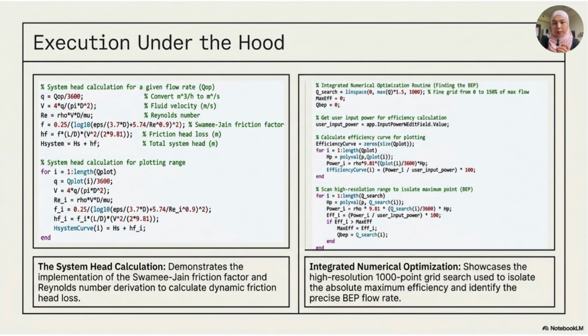And in the bottom snippet, you can see our integrated numerical optimization routine. It generates a fine grid using linspace up to 150% of maximum flow and loops through those 1000 points, calculates the efficiency at each step, and uses a standard tracking conditional to log the maximum efficiency and isolate the precise QBEP flow rate.